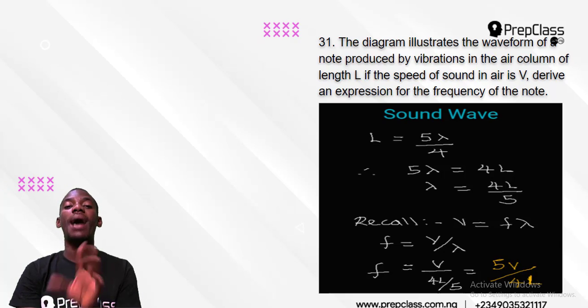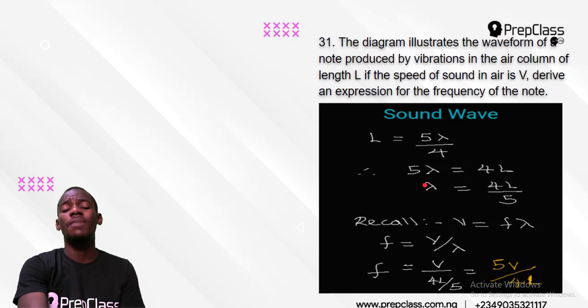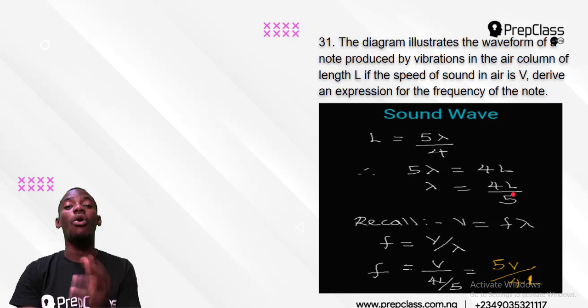And then to find my lambda, I'll make lambda the subject of the formula. So we have length equals 5 lambda over 4. Cross multiplying, 5 lambda equals 4 times length, right? Now, removing the 5 from the lambda, I have my lambda, or my wavelength, as 4 length over 5. And that is my wavelength, and that came from the formula for the length for the fifth harmonic sound wave in a closed pipe.